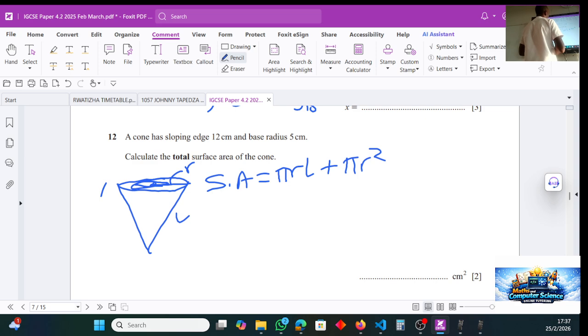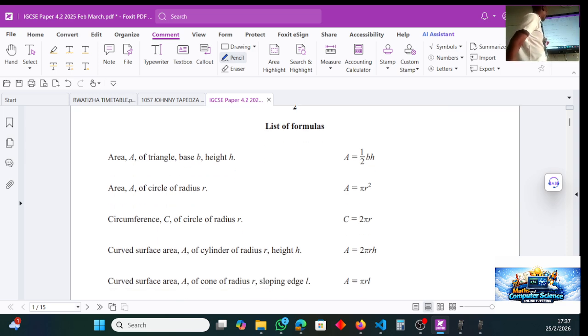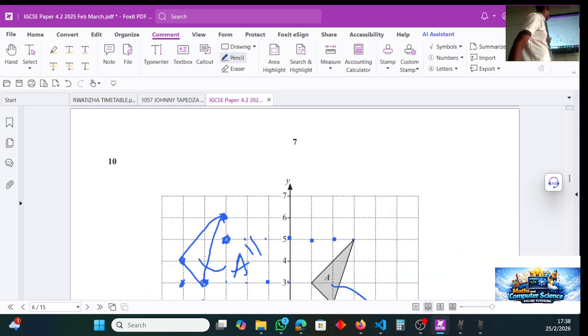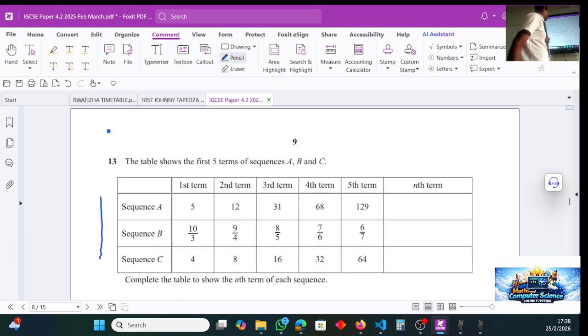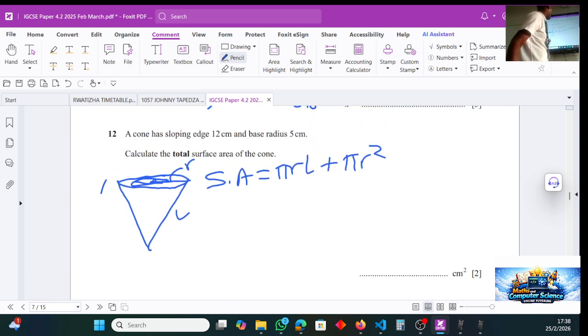So pi r L and pi r squared. Let's see. I think these formulas we'll find them here on the home page. We don't want to make a mistake. The curved surface area of a cone. So we have the curved surface area here. It's shown. So I think we're okay. Can go back to our question, where we were saying that should be our formula.